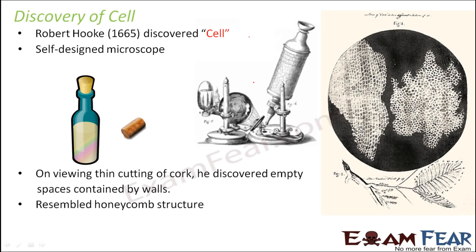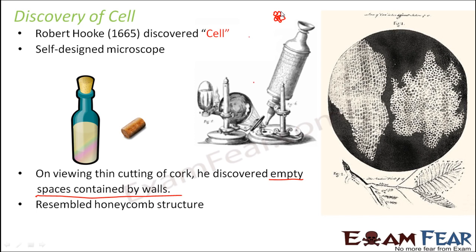So when you observe it quite closely, you will actually see that there are empty spaces contained by walls. So something like this, right? Small empty spaces and some boundaries. So this was what he directly observed, and this structure was named as cell. So he said that each of those spaces or each of those cubes is nothing but a cell. So many such cells together form any living organism.